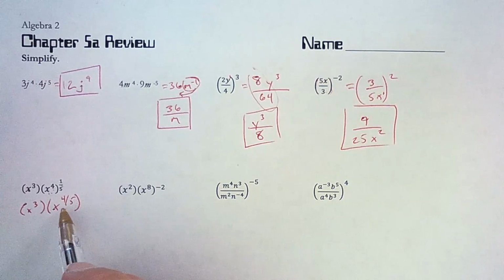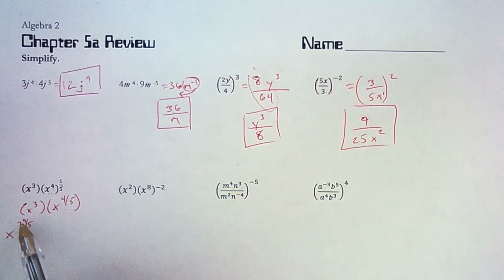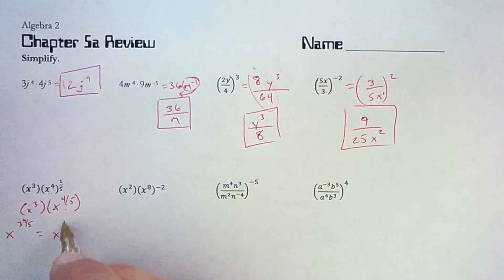So now we can multiply these by adding the exponents. That's x to the 3 4/5 power, 3 plus 4/5. Now we're not going to leave it like that. We'll leave that as an improper fraction. So that's 3 times 5, that's 15, plus 4 is 19, so that's x to the 19/5 power.